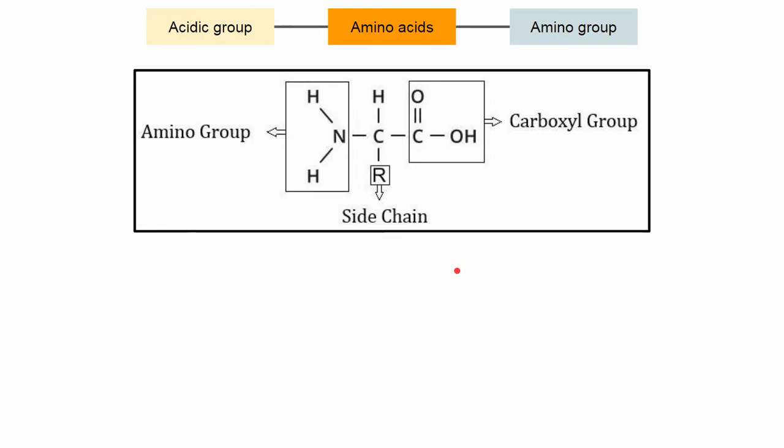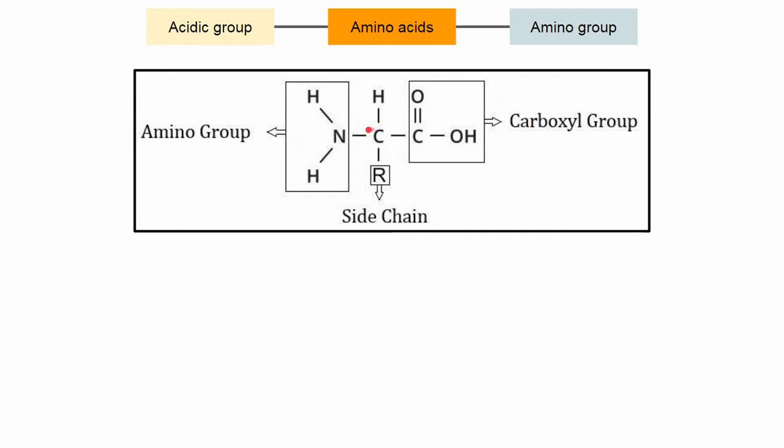We can look into one such important biomolecule, that is the amino acid. An amino acid has both an acidic group and a basic group. You can see the acidic group and also the amino group, which is the basic group. This diagram shows the structure of an amino acid, the general structure of an amino acid.